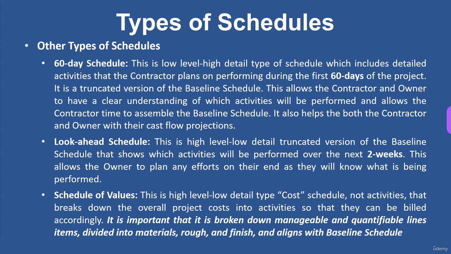The next one is the look ahead schedule. So this is a high level, low detail, truncated version of the baseline schedule. It shows which activities will be performed over the next 2 weeks typically. This also allows the contractor to plan any efforts on their end as they will know what is being performed, as well as the owner.